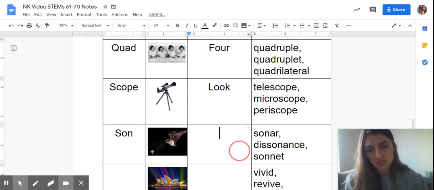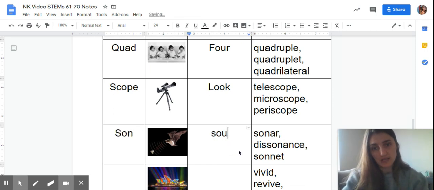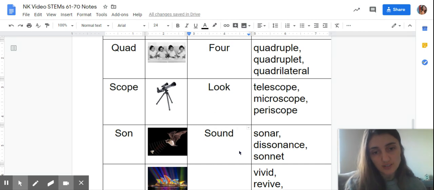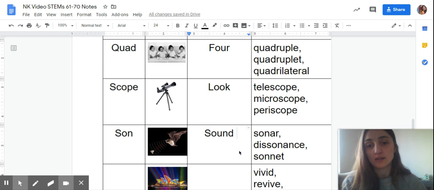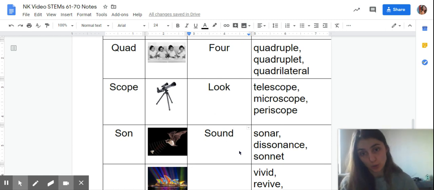And we have son, which means sound, like sonar, dissonance, sonnet. So bats have really cool sonar. They can hear a lot of sound, way more sounds than your average human can. Hence, son means sound, and the example being sonar.